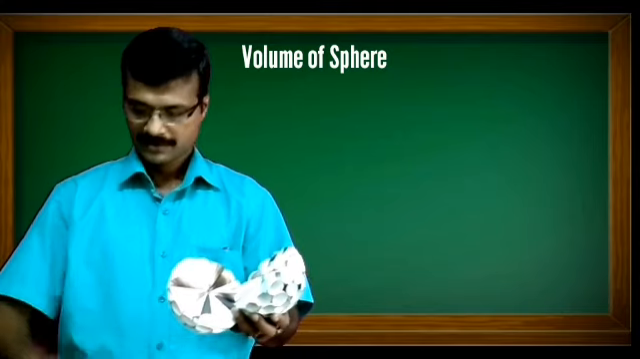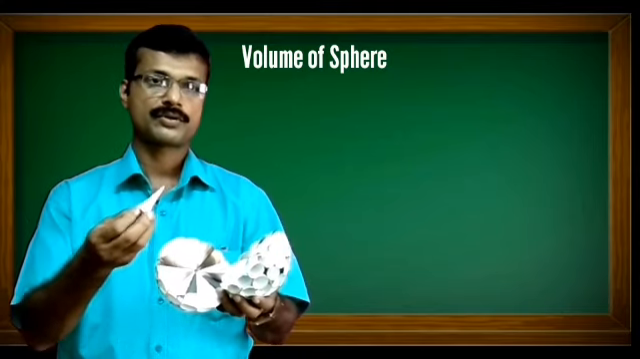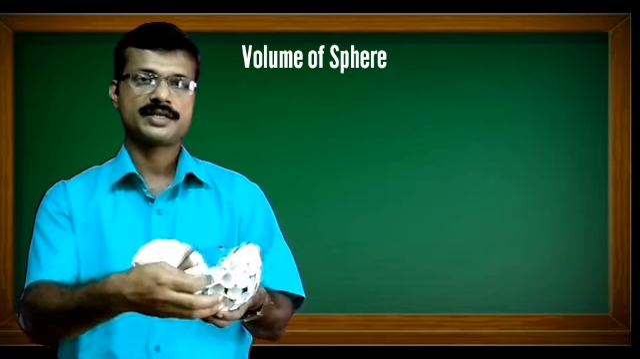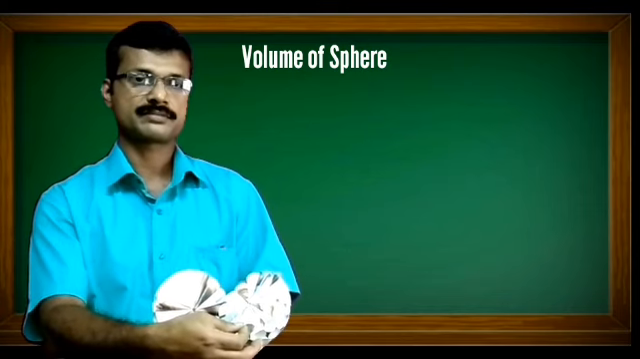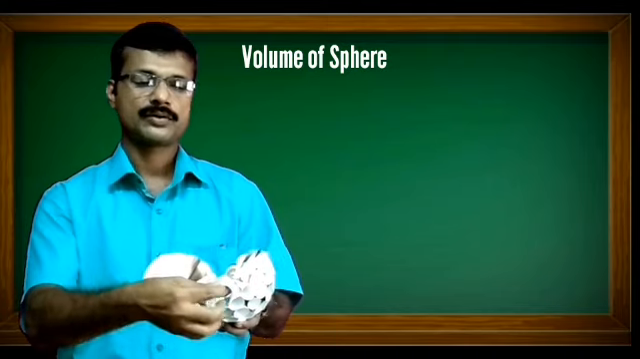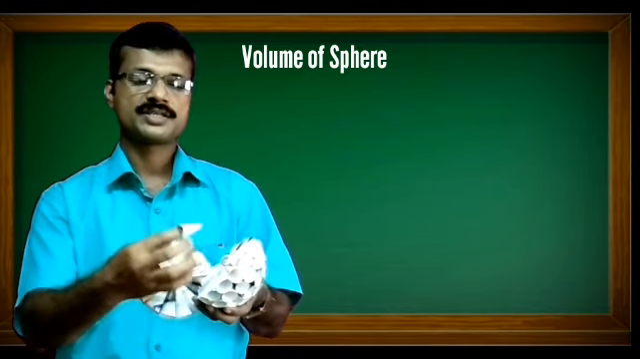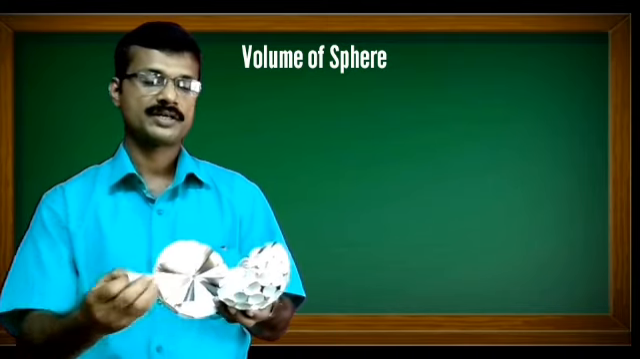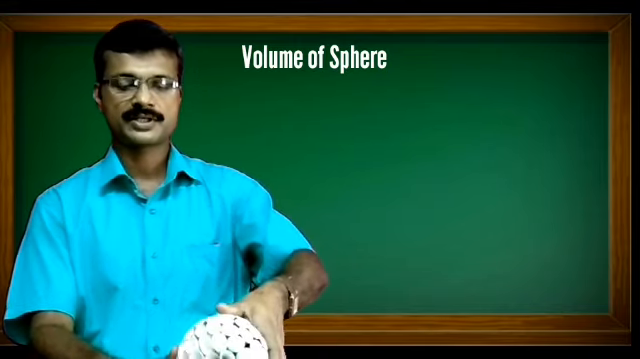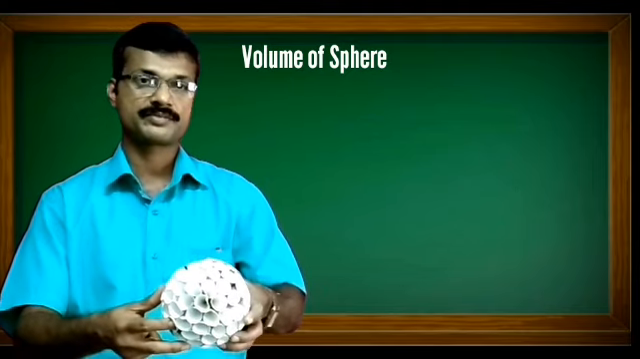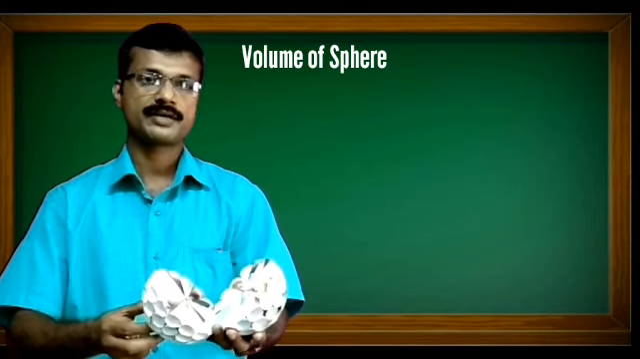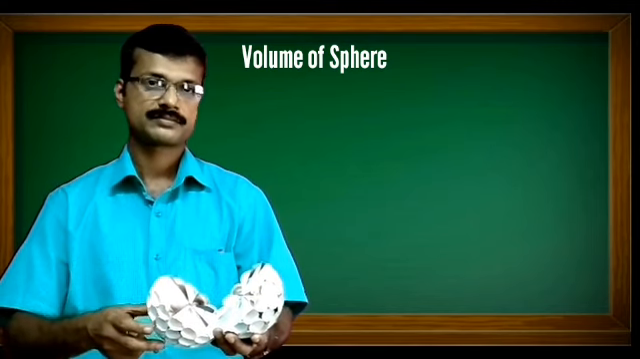Now, among these, consider one of the cones. This cone's height is the radius of the sphere, and all these cones' base areas together will form the surface area of the sphere. See, all the base areas together will form the surface area of the sphere. So with the support of this solid model, I am going to derive the volume of the sphere.